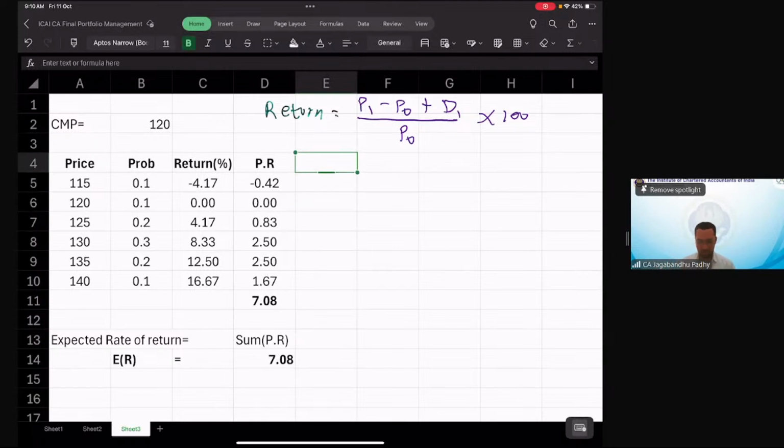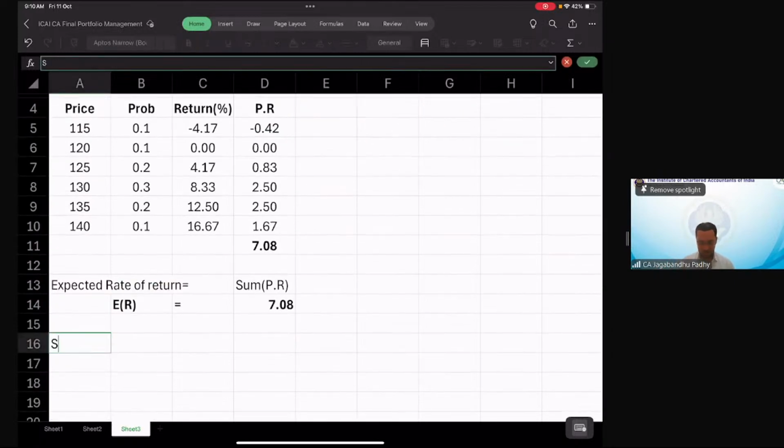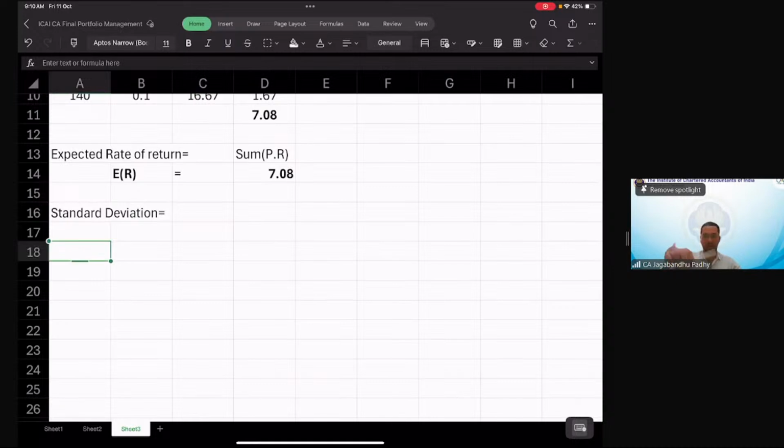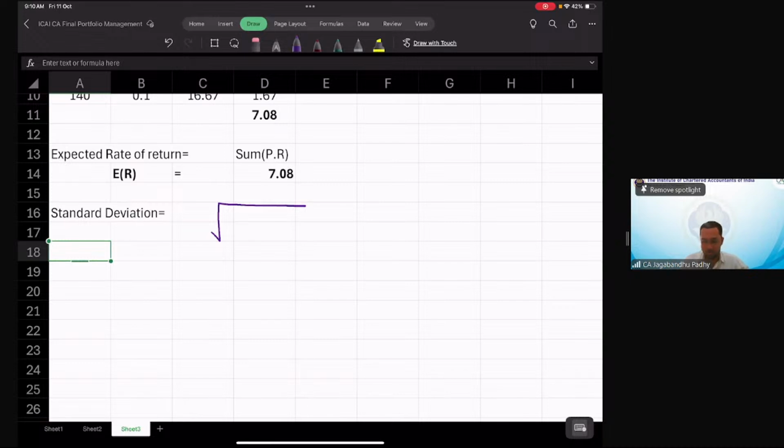So standard deviation, we know what's the formula for standard deviation. How do we calculate the standard deviation? Standard deviation is simply the square root of summation of probability into return minus expected return, squared.